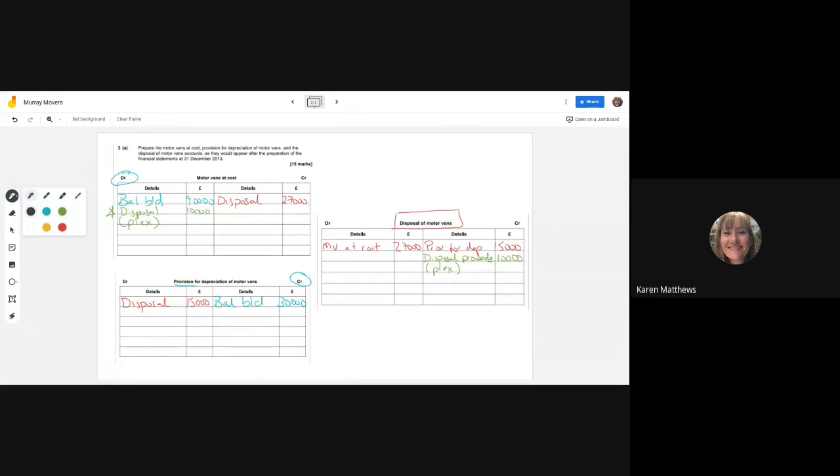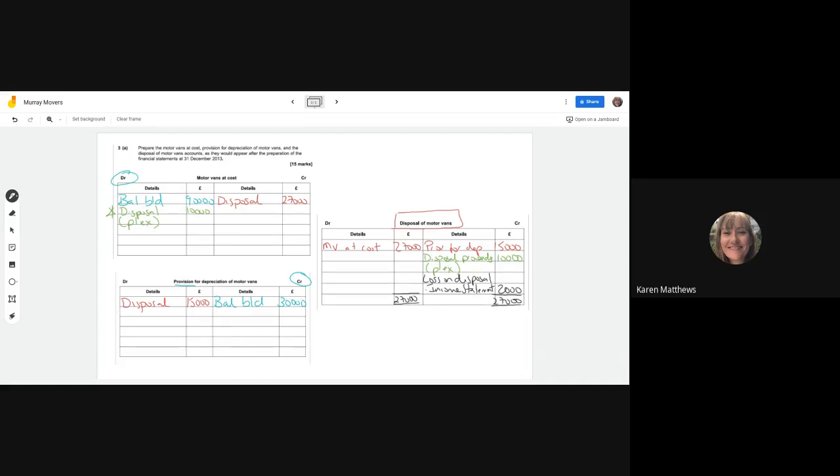What colour haven't we used yet? Let's just go for black here. So loss on disposal, which is £2,000. That's going to be income statement. We're going to debit the income statement with that £2,000 loss. And then this account now balances. Okay, so we've dealt with the disposal.